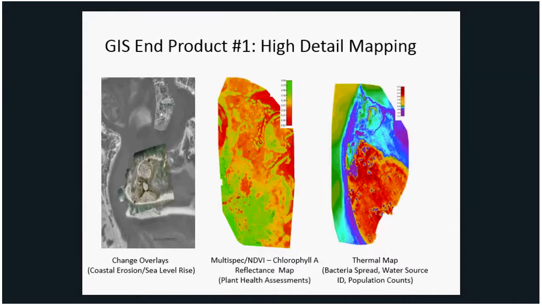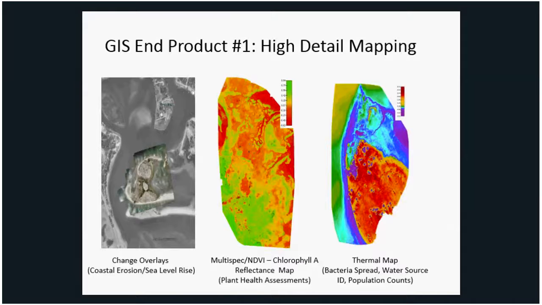On the right, we have a thermal map. This is of an oyster bed, and essentially we can track the bacterial levels in these oysters based on the temperature. What was interesting about this is that we can also find water sources, because the water comes out at a different temperature. And with thermal imagery, we're also able to do population counts, obviously, if there is a temperature differential between the animals and the surrounding environment.